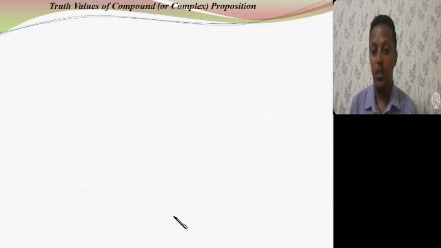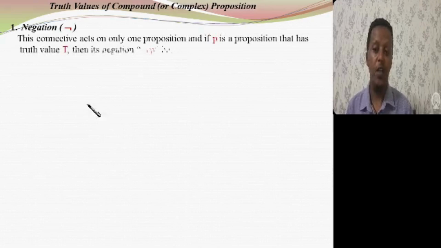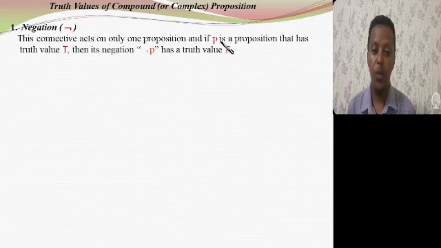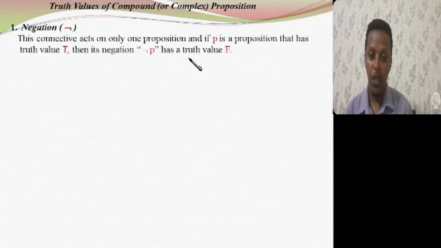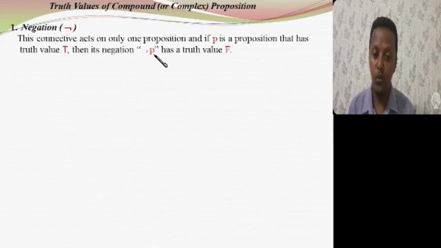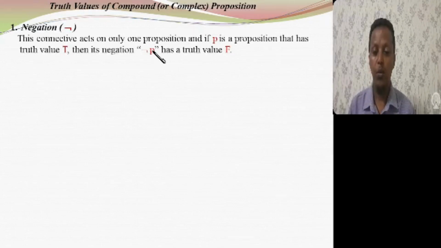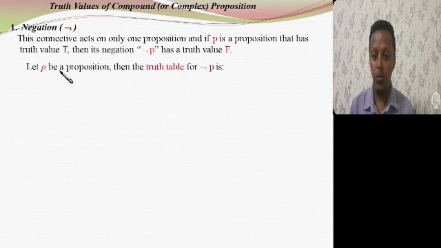So let's see the rules of the 5 logical connectives in logic. The first one is negation. Just the rule of negation: if P is true, the negation of P is false, and if P is false, the negation of P is true. Because negation means what? Not. So if P is true, the negation will be what? False. Not P will be false. If P is false, not P will be what? True. So we can construct a truth table based on this rule.